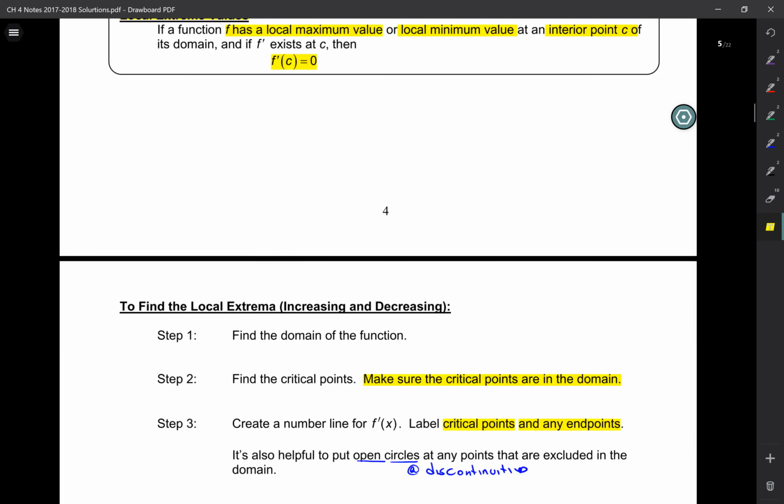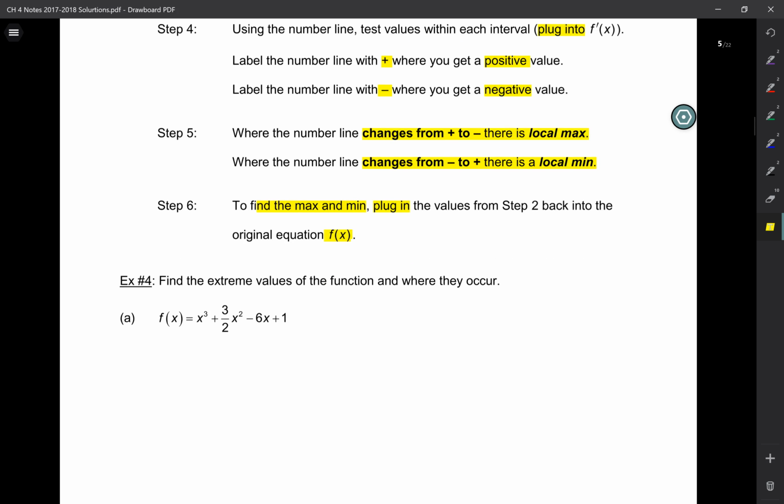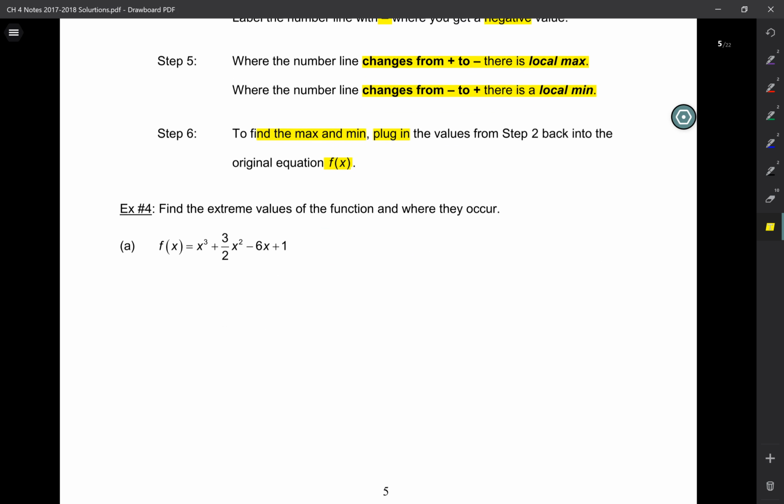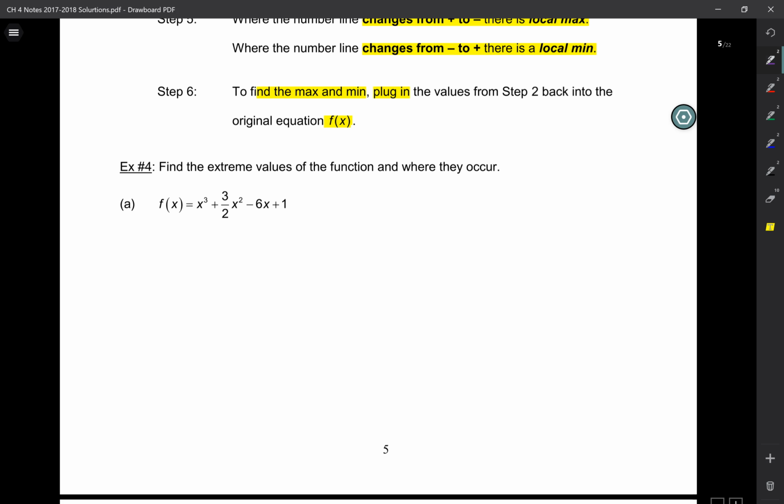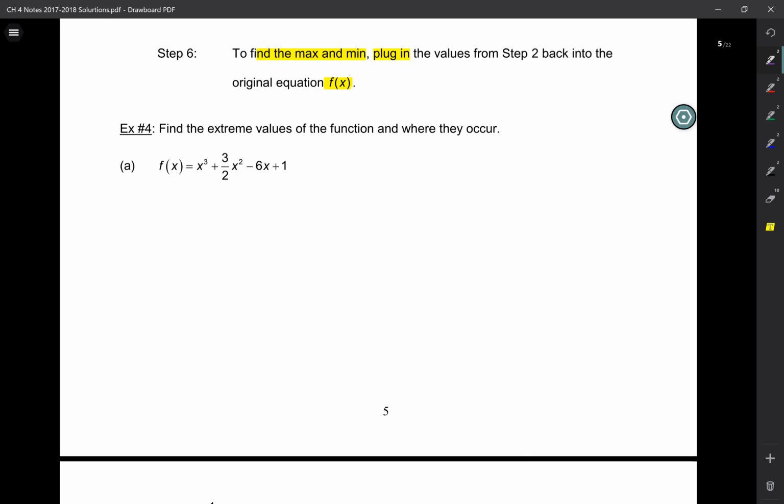I know this is a lot of steps, and it might sound overwhelming, but once you start doing it, it just flows. So let's start from the first one. It says to find the domain of the function. What's the domain of the function? I know they're not giving it to you, but the domain of this actual function is what? It's a polynomial function. It's negative to positive infinity. Are there any values of x that might not work in this function to give you a real number?